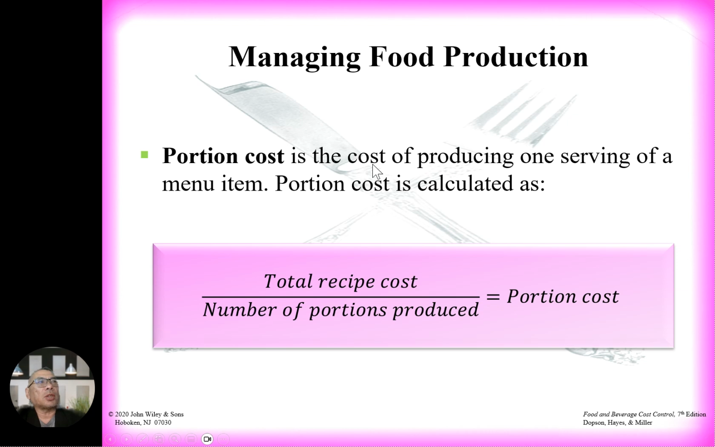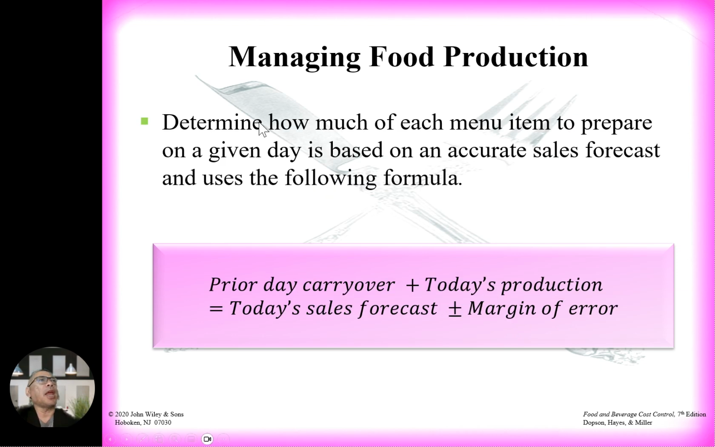Portion cost is the cost of producing one serving of a menu item. The portion cost is calculated as follows: total recipe cost divided by number of portions produced equals the portion cost. And then, in terms of managing food production, determine how much of each menu item to prepare on a given day. That is based on accurate sales forecasts, and use this formula: prior day carryover plus today's production equals today's sales forecast plus or minus a margin of error. This is the logic of the calculation of the sales formula, okay?